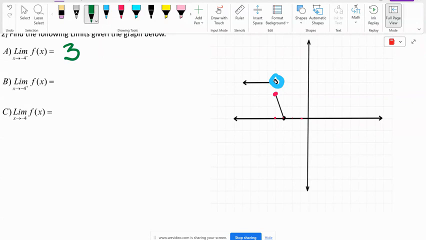But now we're looking at the limit as x approaches -4 from the right side. So which graph are we going to look at this time, the top graph or the bottom graph? The bottom one. So now look at our graph. As we're approaching -4 from the right side, where are we at? 1, 2 on the y.